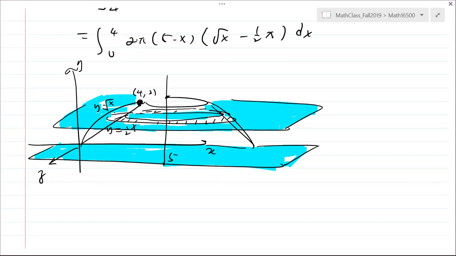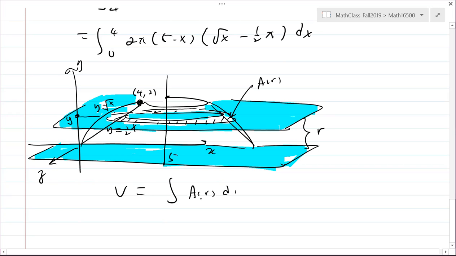you can use the y variable directly. This is the y variable. Here's y. This is the y variable, right? But the y variable tells you the distance between these 2 planes. Okay, the distance between these 2 planes. So if this is still r, that is going to be the A(r), the area, right? The volume is still going to be the integral of A(r) dr, r from 0 to 2. Okay, that's the original formula.